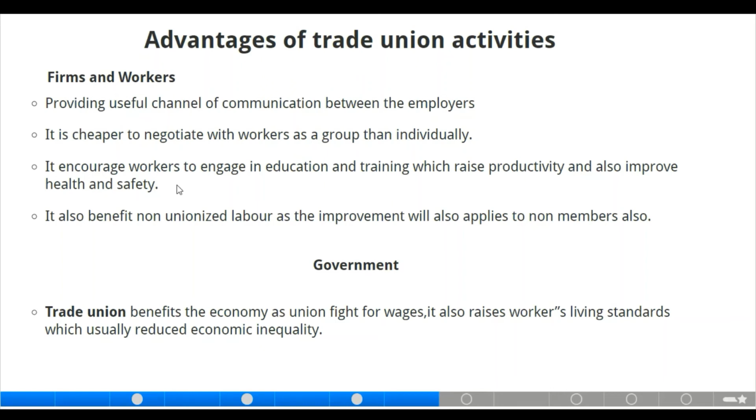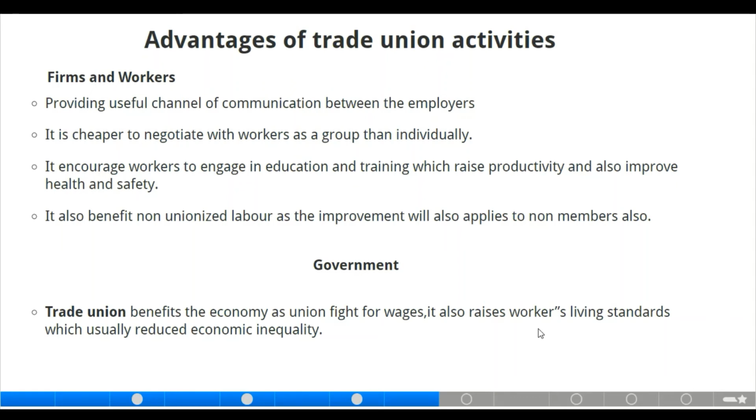They provide a useful channel of communication between the employers. It is cheaper to negotiate with workers as a group than individually. Of course, it is cheaper because an individual may not have the skill and the willingness to negotiate with his or her employer. So it will be good if they do this as a group.